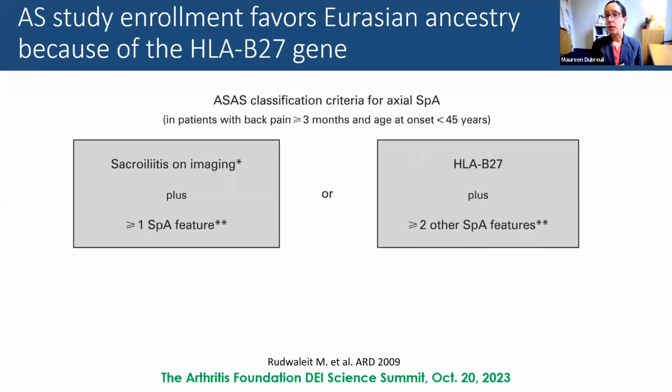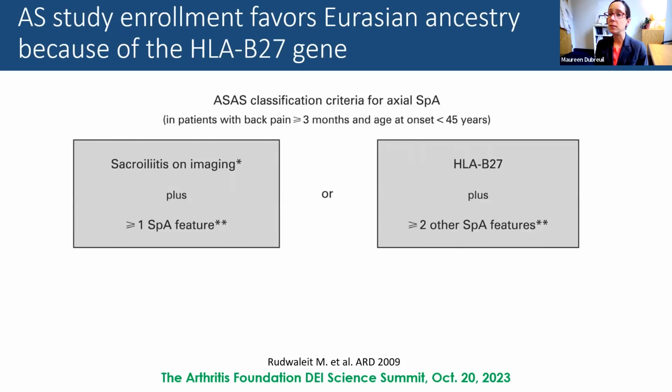These criteria are applied to a person who is being considered for enrollment in a research study, and they must meet these criteria to be involved in research. And the issue is around the genetic criterion for establishing a diagnosis. You can see there are two arms to this criteria. On the left in the gray box is sacroiliitis on imaging. And so people from all backgrounds are eligible for that.